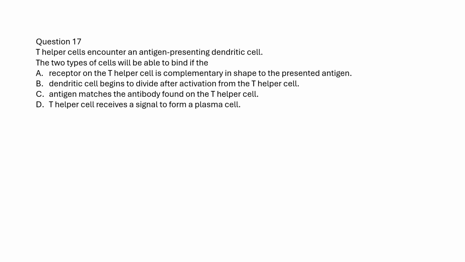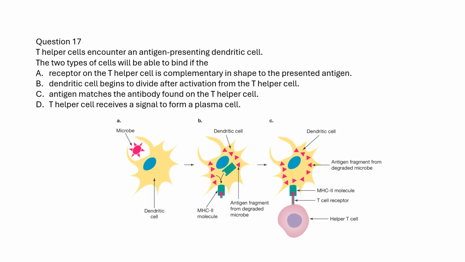When T helper cells encounter an antigen-presenting dendritic cell, the dendritic cell presents the antigens, and T cell receptors receive these antigens. These receptors are complementary in shape to the presented antigen, so A is correct. T helper cells cannot promote the dendritic cell to divide, so B is eliminated. The antibodies are produced by B cells, not T cells.